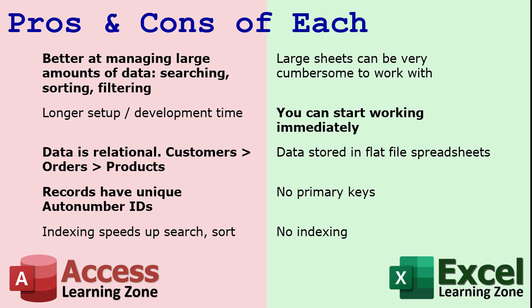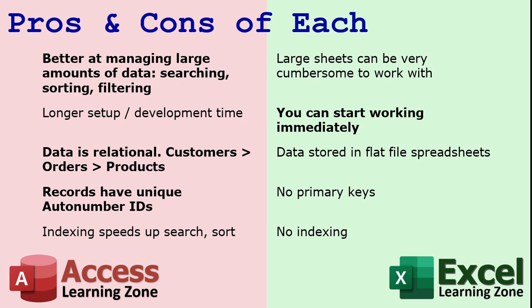Data in Access is relational. Customers are related to orders. Orders are related to products, and so on. In Excel, you don't have that. Everything's stored in a flat file spreadsheet. So if you want a list of what products your customers in New York have purchased in the last year, it's so much easier to generate that in Access than it is with Excel data.